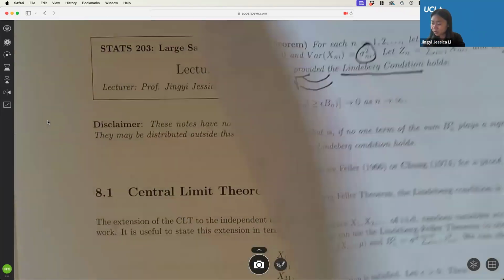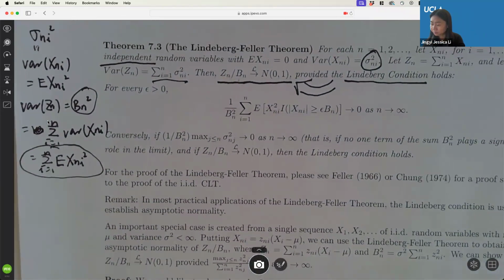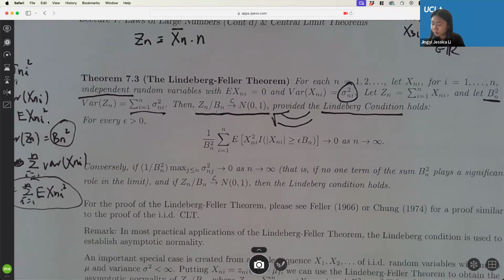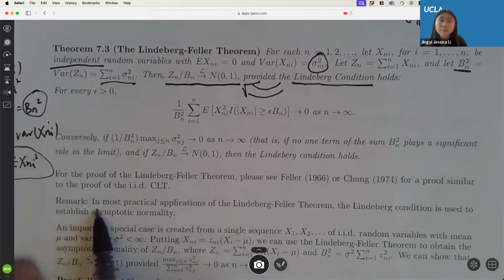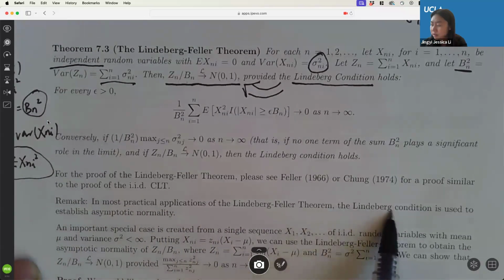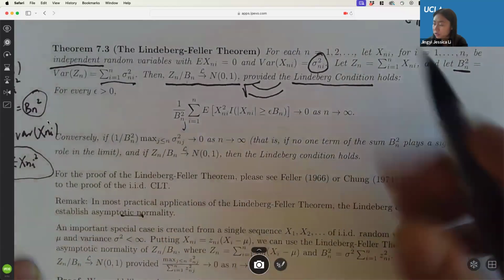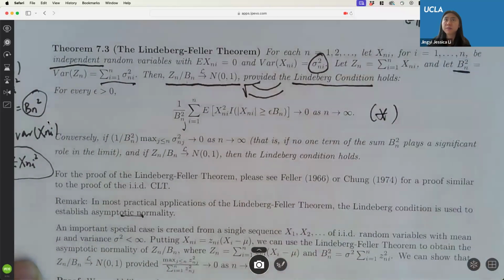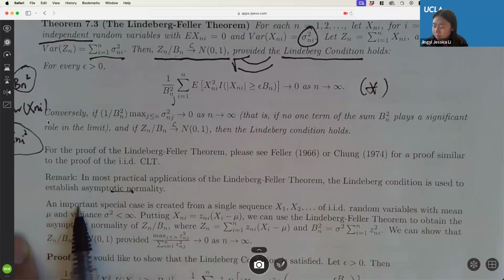Okay, let me look at the remark. This is something more important. In most practical applications of the Lindeberg-Feller theorem, the Lindeberg condition is used to establish asymptotic normality, which is this condition. Okay, Lindeberg condition.